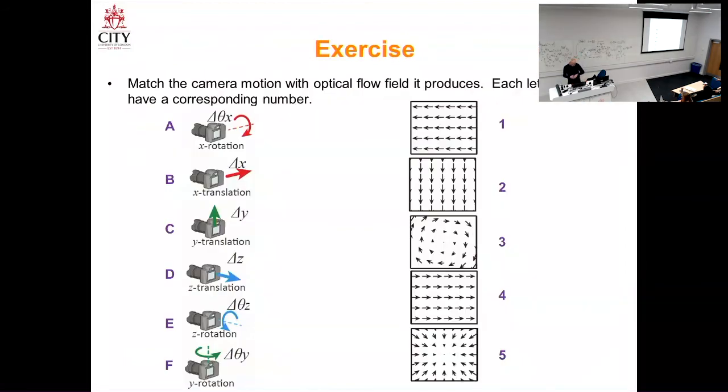Okay, so what I'd like to do now is an exercise. The task is to try to match a camera motion with the optical flow field it produces. So, if you've got a camera in a scene and you start moving it, maybe you're translating it, maybe you're rotating it in different ways, which way are the pixels going to move in the image? The task here is to match a letter, A through F, with a number, 1 through 5. So why don't you take a minute or two, and then we'll work it out together.